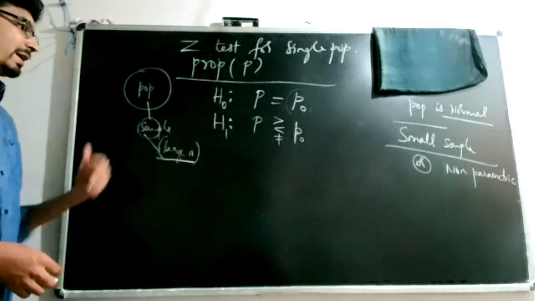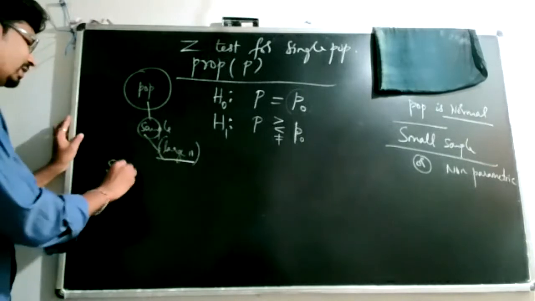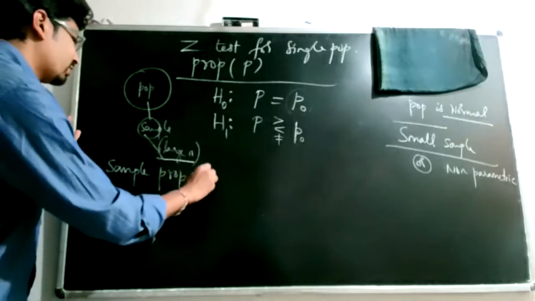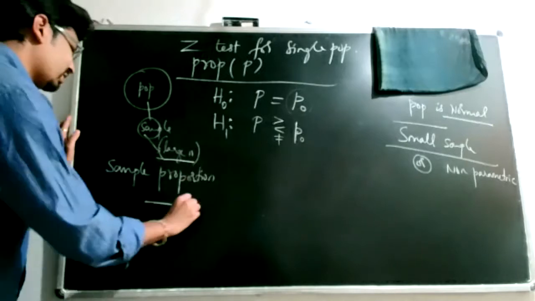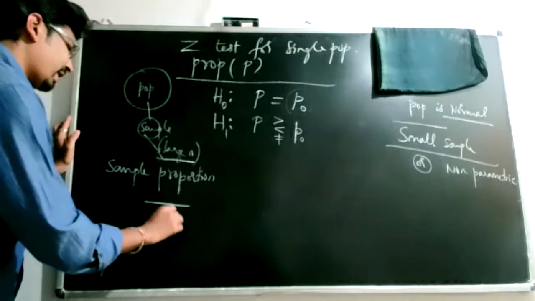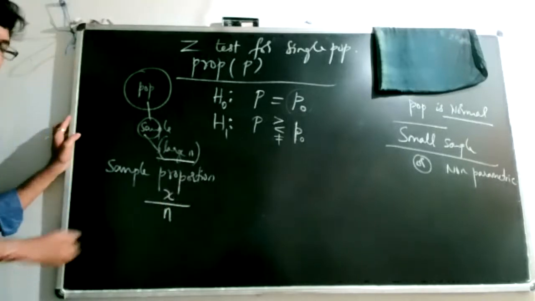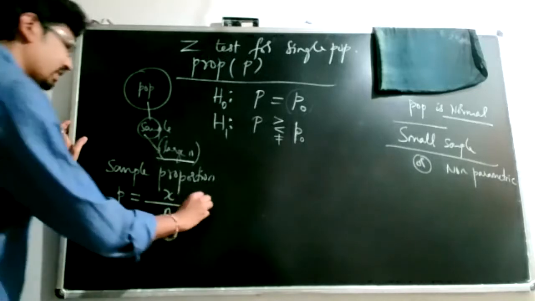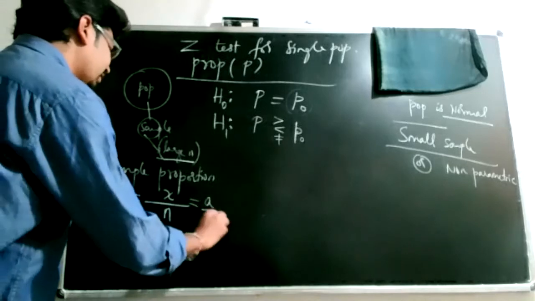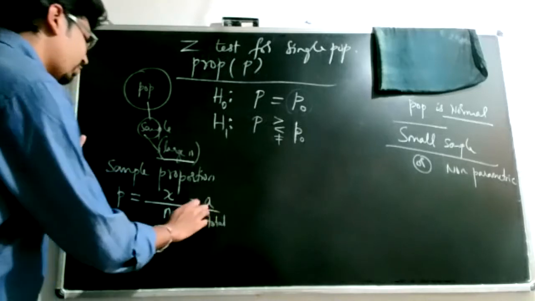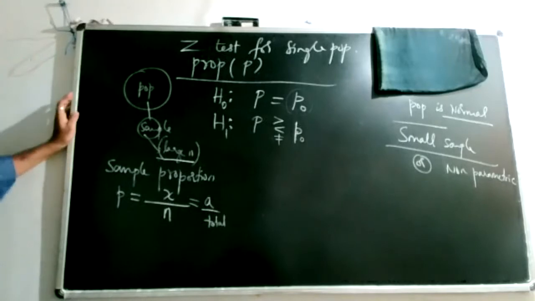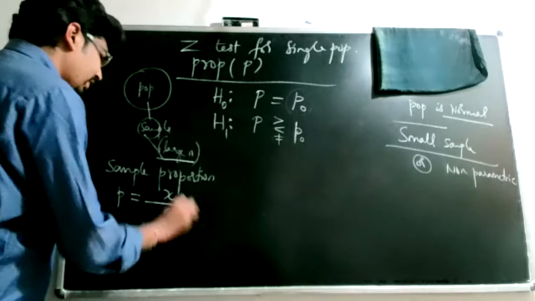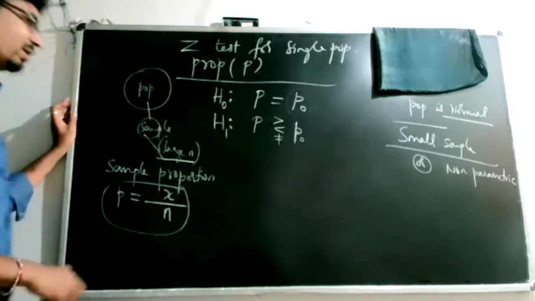From the extracted sample, I'll compute the sample proportion. Now you know how to compute the proportion, right? If you have n items totally observed, and out of which x are favorable, then we define the proportion as x by n, or you could use any other notation, say a divided by the total. So this is the proportion of A in that particular population or the totality. Statistically speaking, we use x by n, but you could use any other notation.